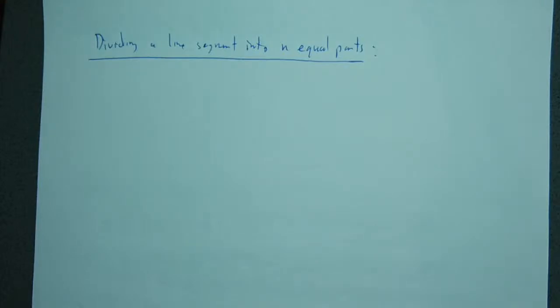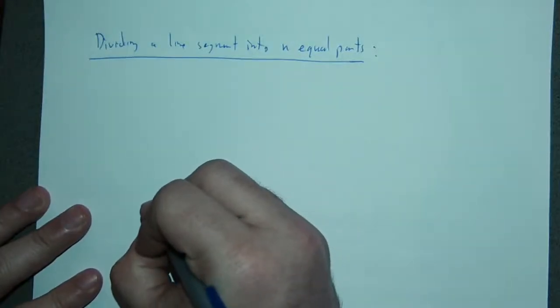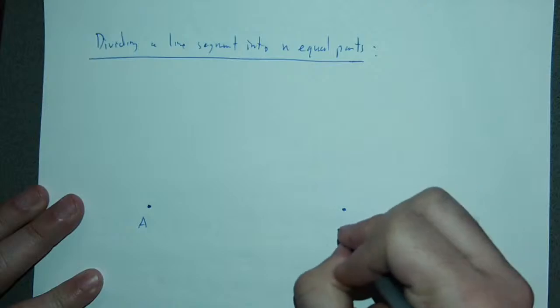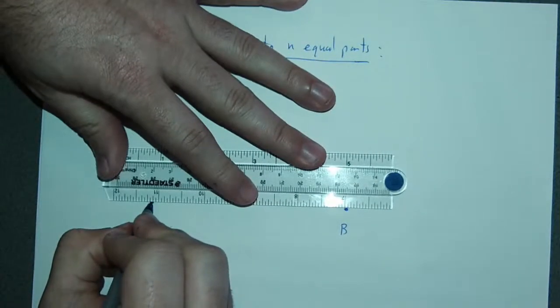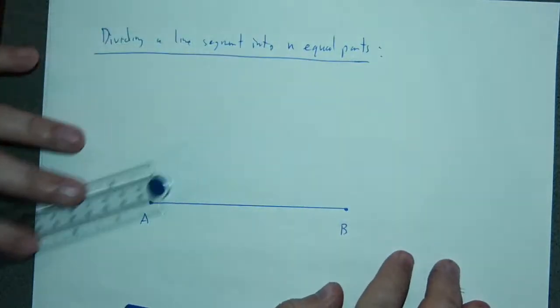Okay, so how do I go about doing this? Well, let's start with, where did I put my straight edge? Here it is. Okay, so let's start with a nice line segment, AB. So here's A, here's B, here's line segment between them.